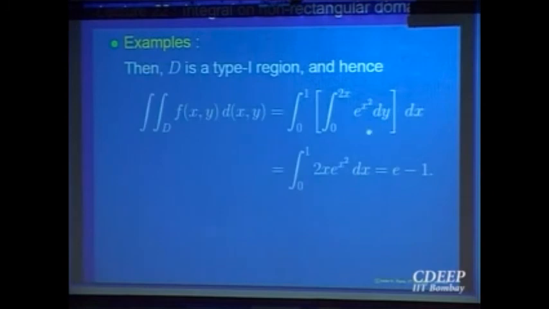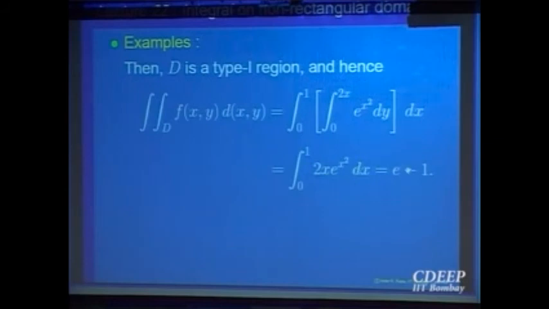So I integrate y first. This is a constant as far as y is concerned. E raised to power x square, x is fixed. With respect to y you are computing. So this comes out, integral of 1, that gives you 2x. Now it is nice, 2x e raised to power x square, and you can compute it out.